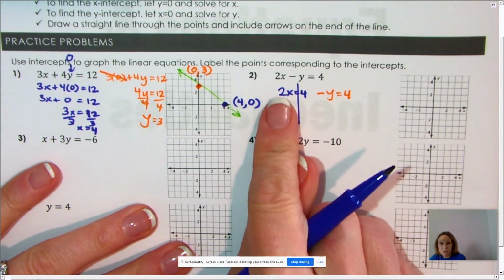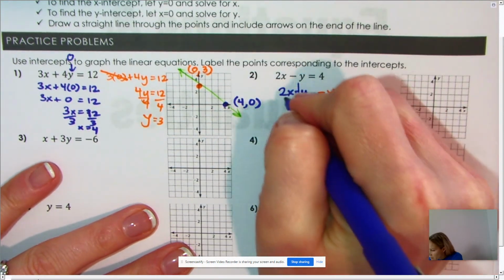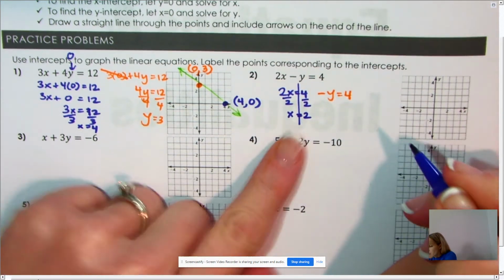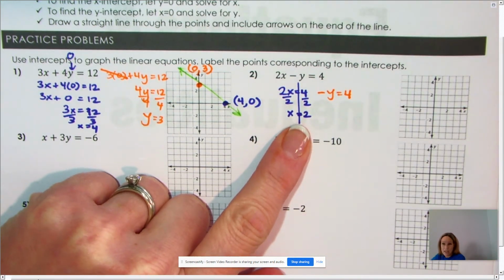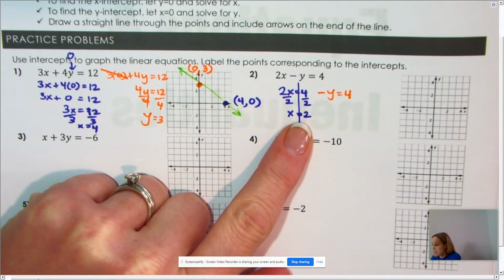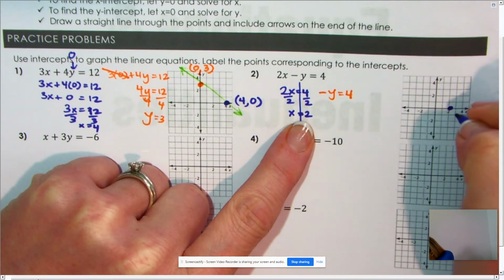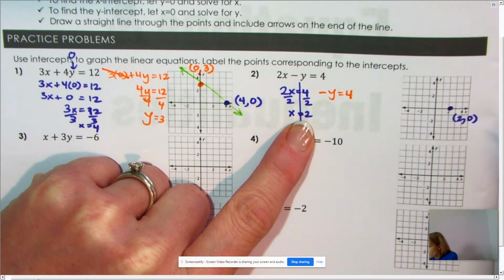This means times by 2. So the opposite of times by 2 would be divide by 2 on both sides. So we get x is equal to 2. And remember, that's not the vertical line, x equals 2. That's 1 point. That's when y equals 0, x equals 2. So I'm going to put that dot. X is 2 when y is 0.